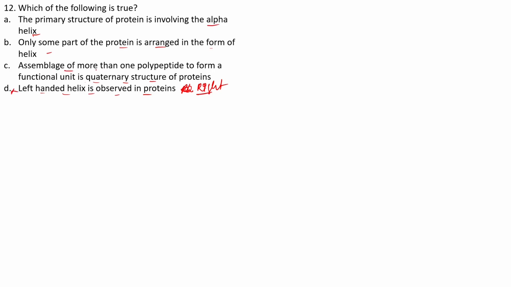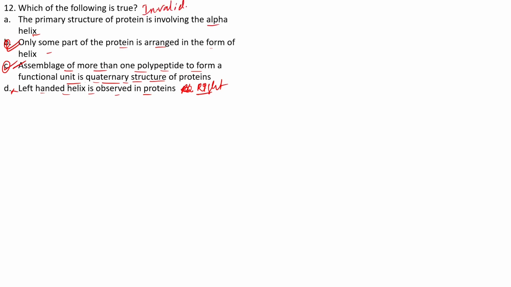Assemblage of more than one polypeptide to form a functional unit is the quaternary structure of proteins. Exactly, even this statement is true. And only some part of the protein is arranged in the form of alpha helix. Exactly, even this statement is also true. So again, you can see that we have two true statements over here. The same repetition has occurred from our previous class. So again, we can consider this question as invalid.